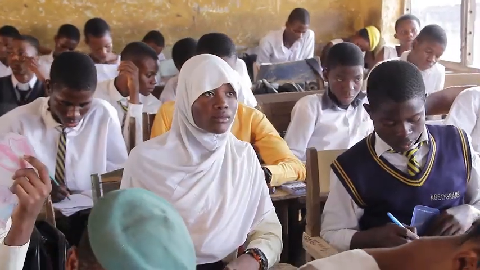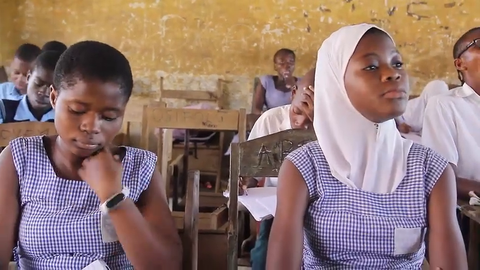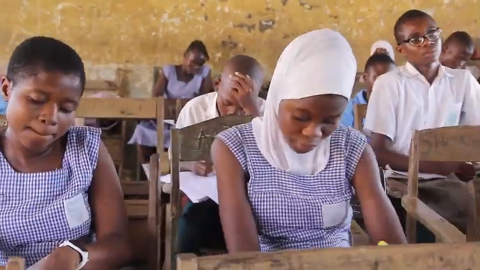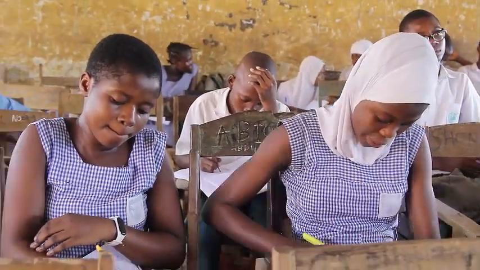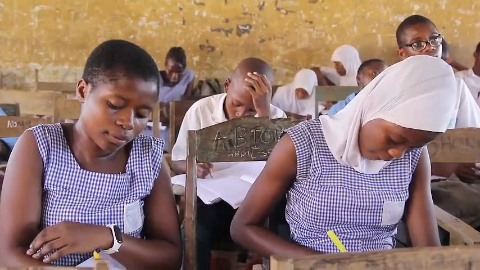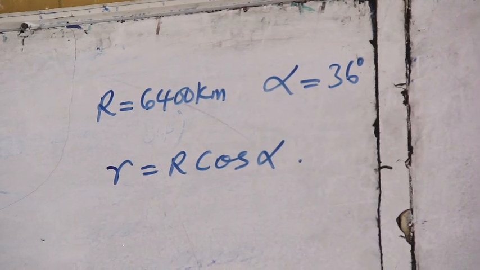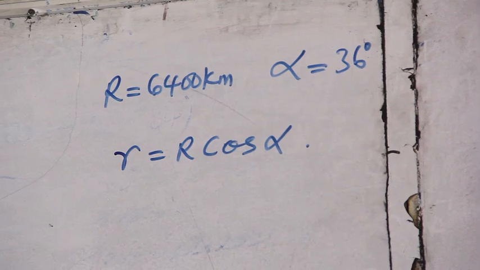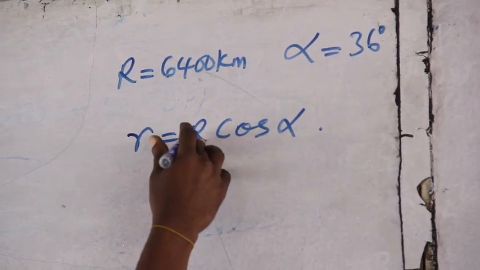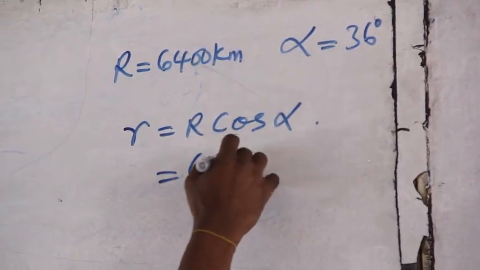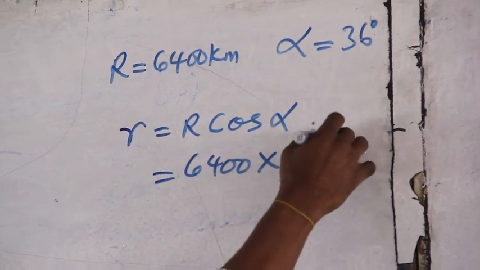Formula: I've just given you that formula. Small r equals big R cos alpha. Big R is constant, that is 6,400 kilometers. I did not put any pole there. So to find the radius now, big R is constant, 6,400, while alpha is what?